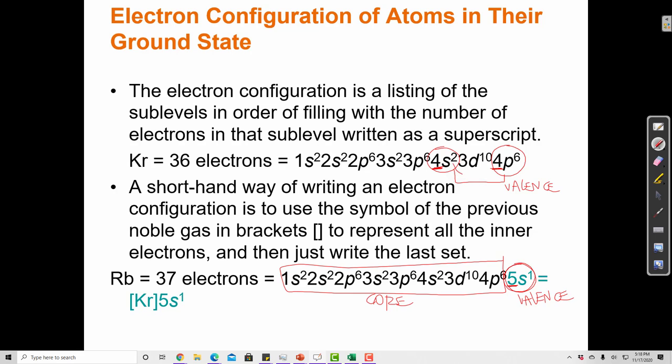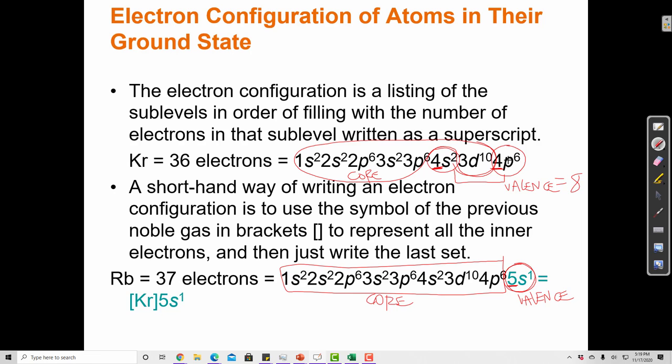But these, including the 3d, are part of the core electrons. So sometimes it's tricky that the 3d here is kind of in between the 4s. The 4s are the valence electrons. There are 8 valence electrons. The 3s are not part of the valence electrons. They are part of the core electrons. They are underneath that outer shell. The outer shell is the fourth shell.